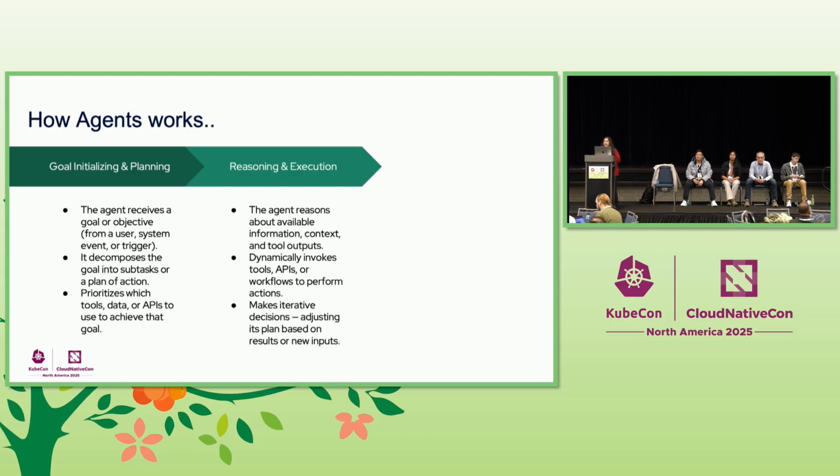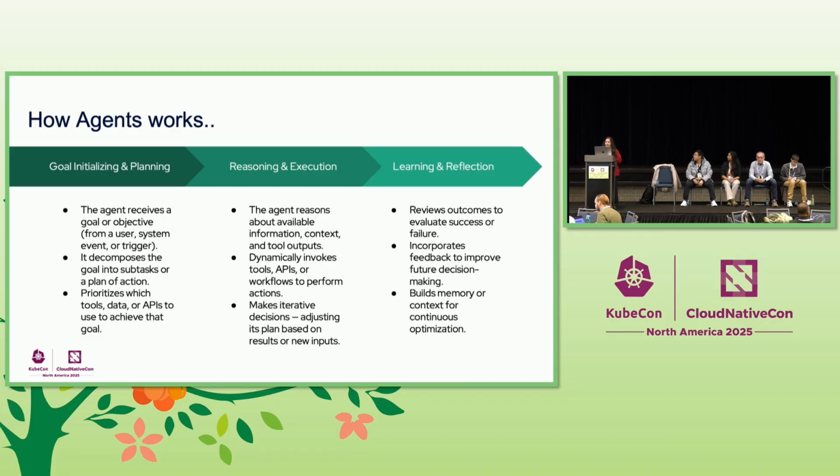Then it does reasoning and action execution, which is even more like humans. The agent reasons with available information, context, and tool outputs, dynamically invokes those tools, and makes iterative decisions based on the results or new inputs that are coming in. And then finally, it reviews outcomes, learns, creates a feedback loop system, and builds memory or context for continuous operation. So are you surprised this sounds more and more like a human? A very organized human, I would say.